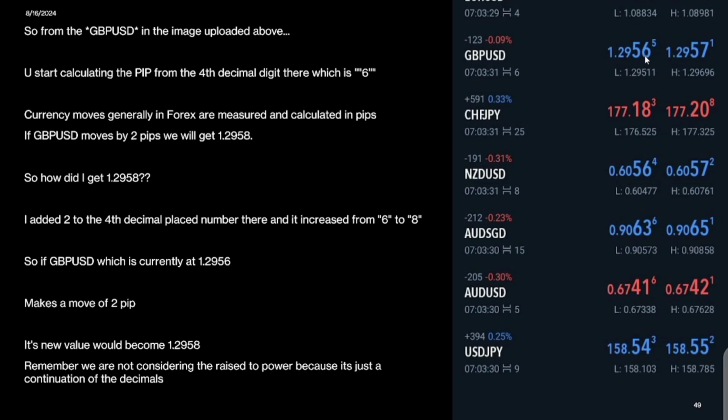So currency moves in Forex are generally measured and calculated in pips. So if GBPUSD moves by 2 pips, we will get 1.2958. How did we get 1.2958? I added 2 to the 4th decimal number there and it increased from 6 to 8. So if GBPUSD, which is currently at 1.2956, makes a move of 2 pips, its new value will be 1.2958. Remember, we're not considering the raised to power because it's just a continuation of decimal.